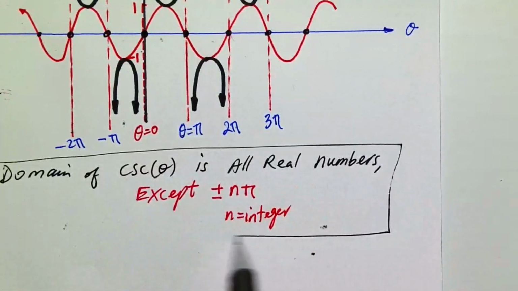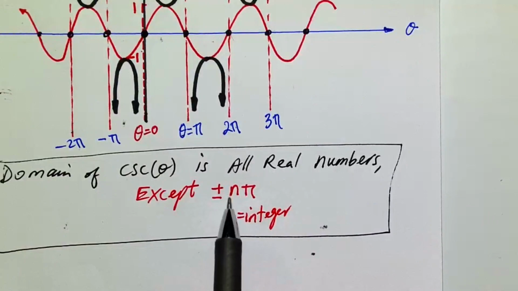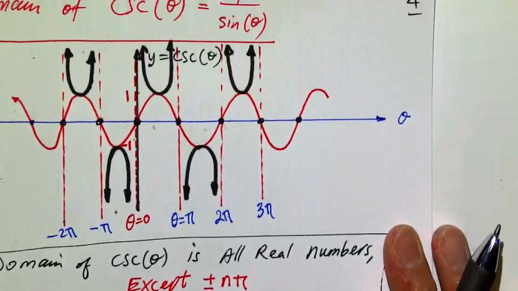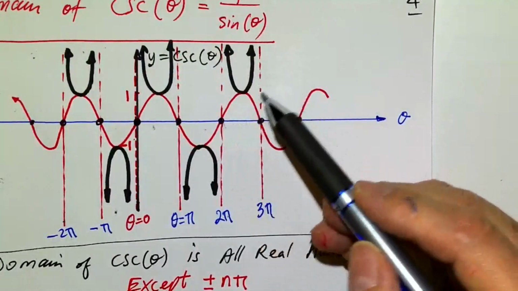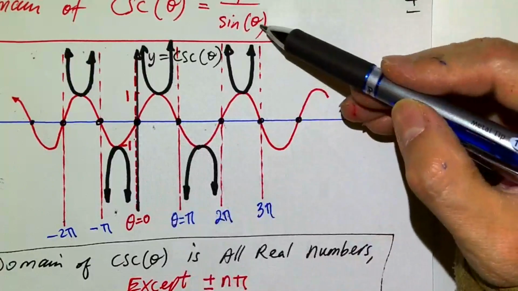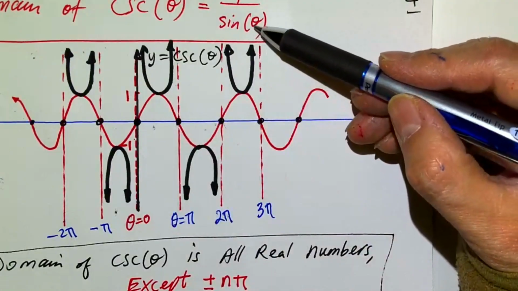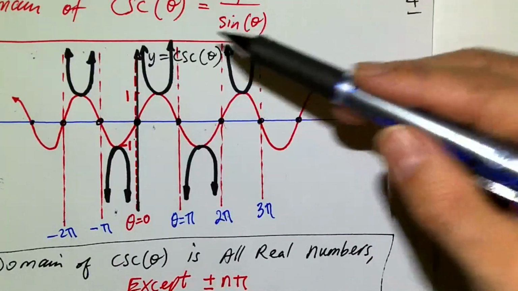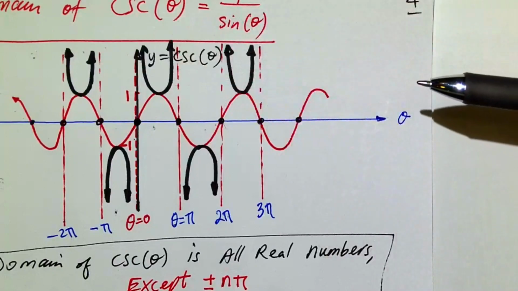Okay? Now, when you read this, you know exactly why except n pi should be there, right? Those are all the points where the sine function is equal to 0, which we cannot have because sine of theta is the denominator of this formula for the cosecant function.